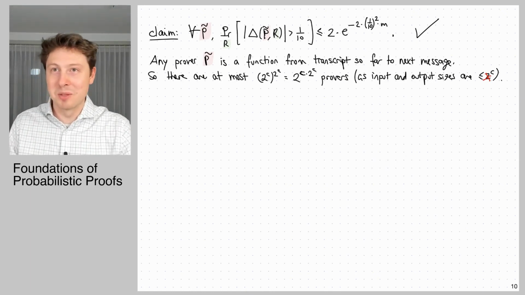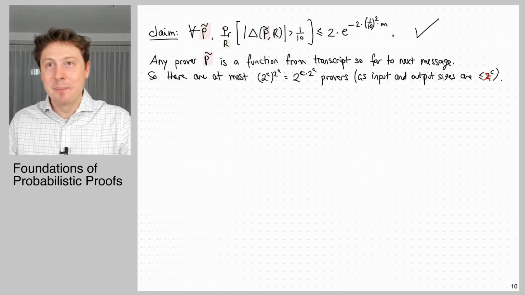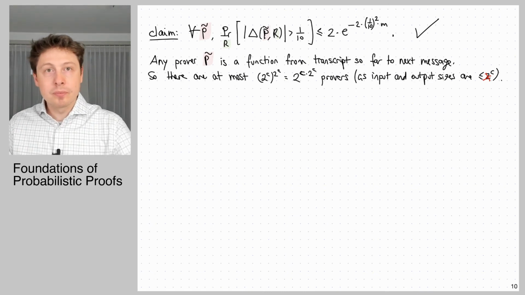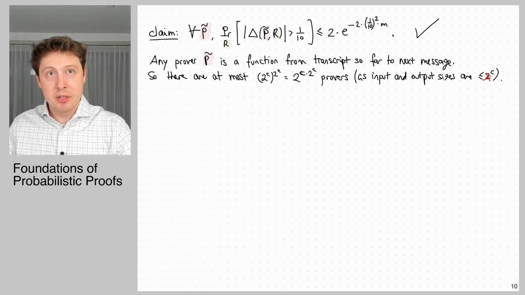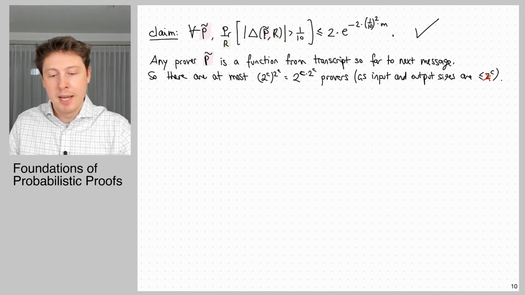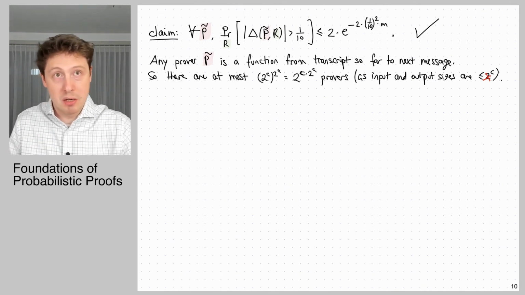I had too many exponentials, right? So here I have used that both directions of communication are small, right? Because the input includes also verifier messages and the output are the prover messages. So because both of them are small, there cannot be too many functions that describe the prover.